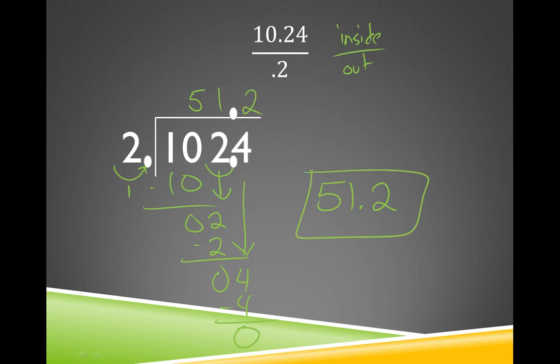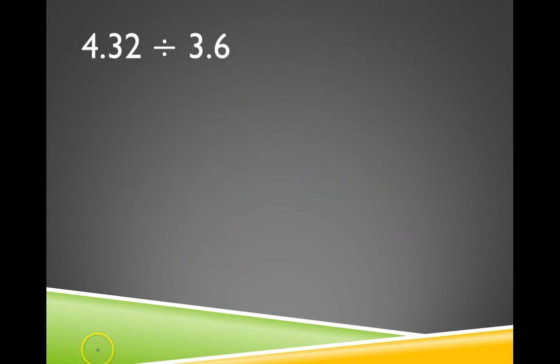So if we always keep track of the decimal, dividing with decimals is no harder than dividing with whole numbers. We just got to make sure we keep track of that decimal. Let's do a couple more examples. 4.32 or 4 and 32 hundredths divided by 3 and 6/10. So we go 4.32 divided by 3.6. We got to move that decimal over once. That means we have to move the inside decimal over once, and then we want to raise it up.